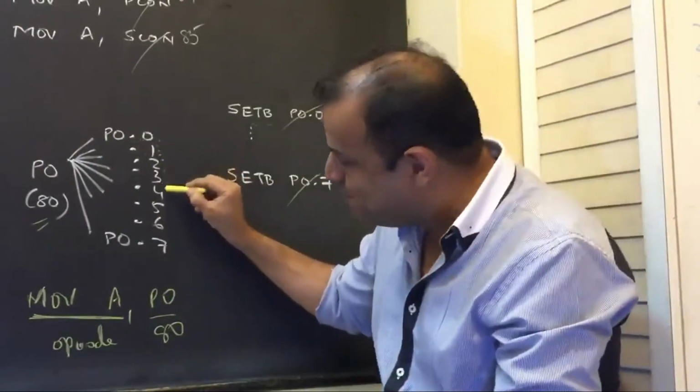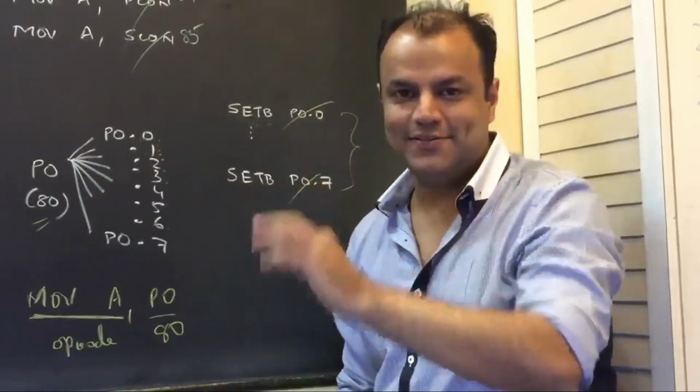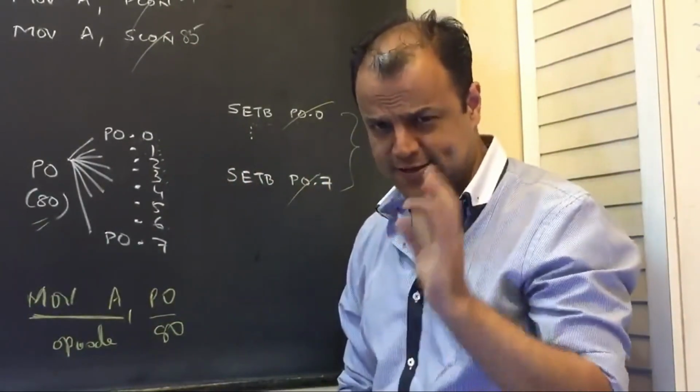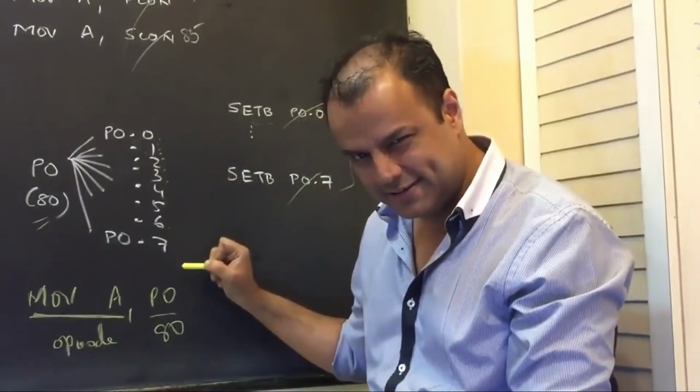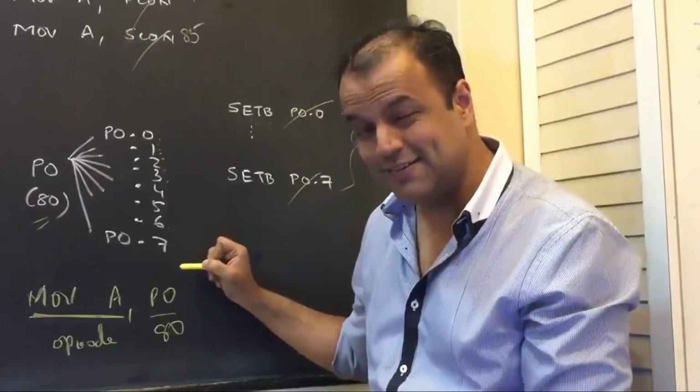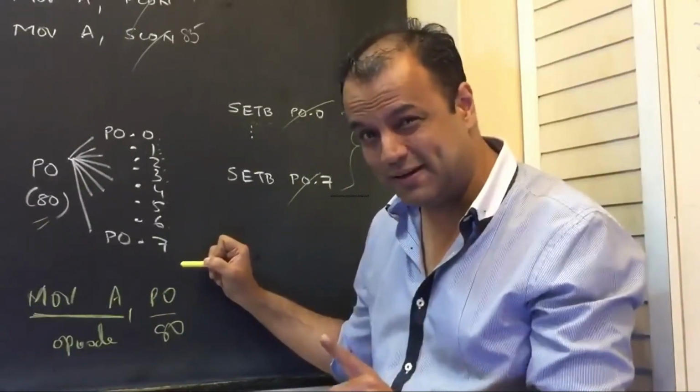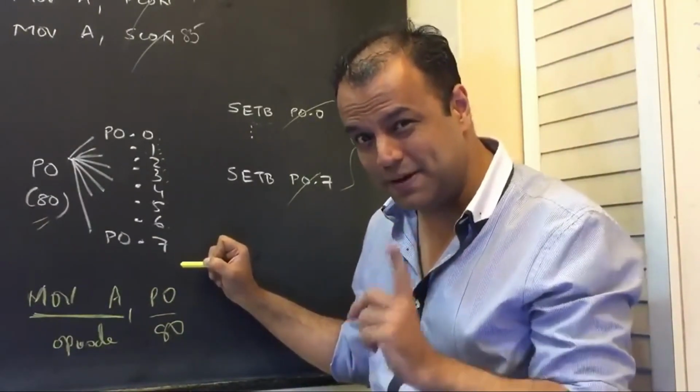Even these bits are allotted addresses. Listen, okay? It's a little delicate. These bits are also allotted addresses. Okay? What addresses are these? These are not byte addresses. These are bit addresses. They are allotted bit addresses.